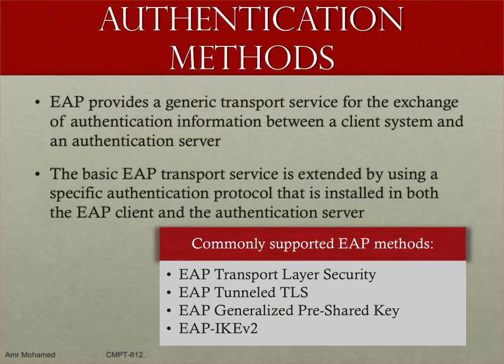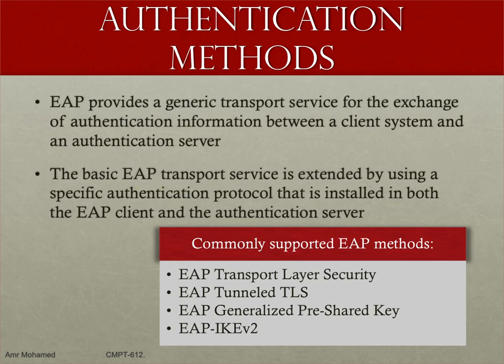So the way that it's done, the authentication methods, as we said, the extensible authentication protocol provides a generic transport service. It's not on its own an authentication mechanism at all. It just provides a transport layer interface for exchanging authentication information between a client system, which is the access requester, and the authentication server in the back end. And this authentication server can use any kind of authentication mechanism. And we'll talk about most of these, by the way, in later chapters.